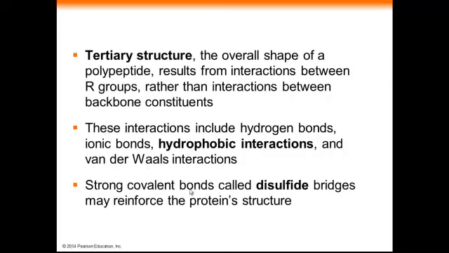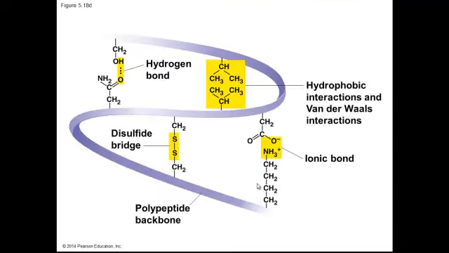Oftentimes there are also covalent bonds that are formed between adjacent sulfurs, which might be found on different amino acids. These are called disulfide bridges. Here are some examples of interactions that lead to tertiary structure. Here's a hydrogen bond between R groups. Here's a disulfide bridge between R groups. Here's an ionic bond between R groups. So there's a number of different interactions.